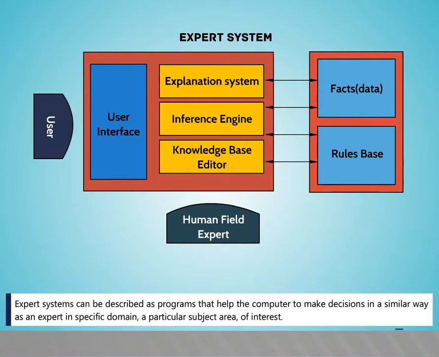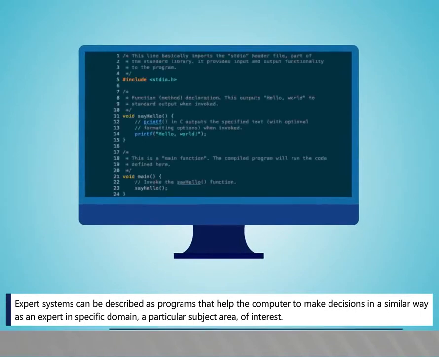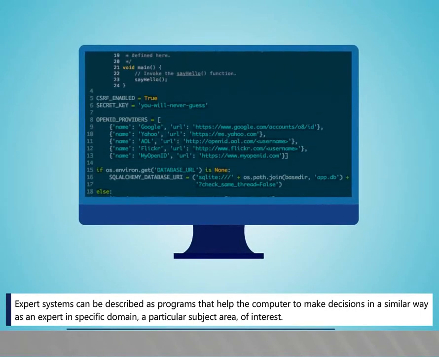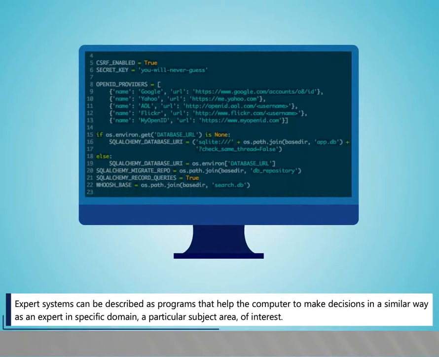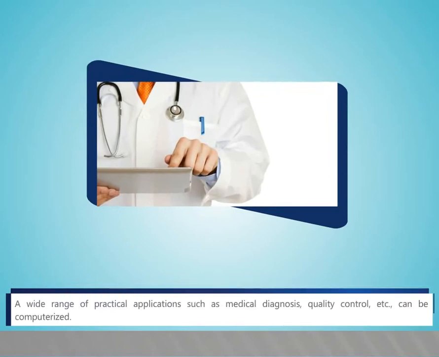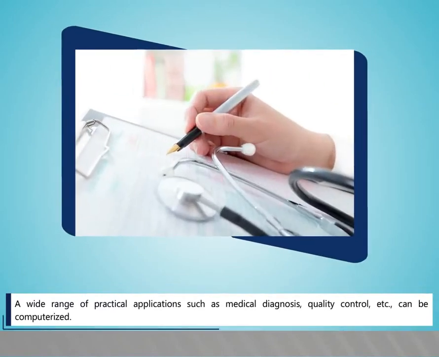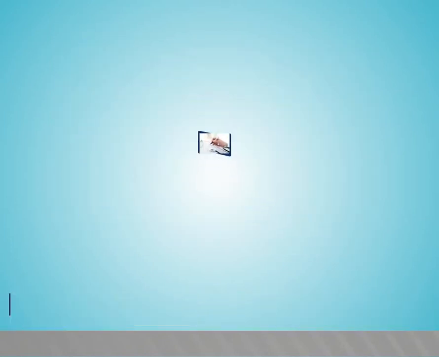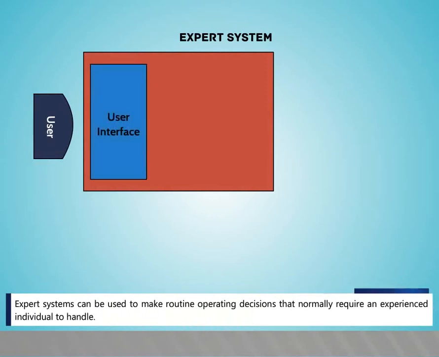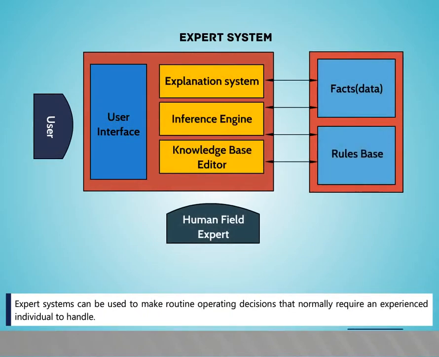Expert systems can be described as programs that help the computer to make decisions in a similar way as an expert in a specific domain, a particular subject area of interest. A wide range of practical applications such as medical diagnosis, quality control, etc. can be computerized. Expert systems can be used to make routine operating decisions that normally require an experienced individual to handle.